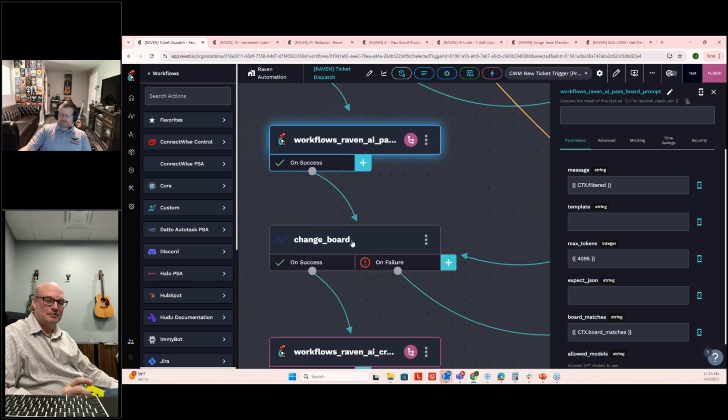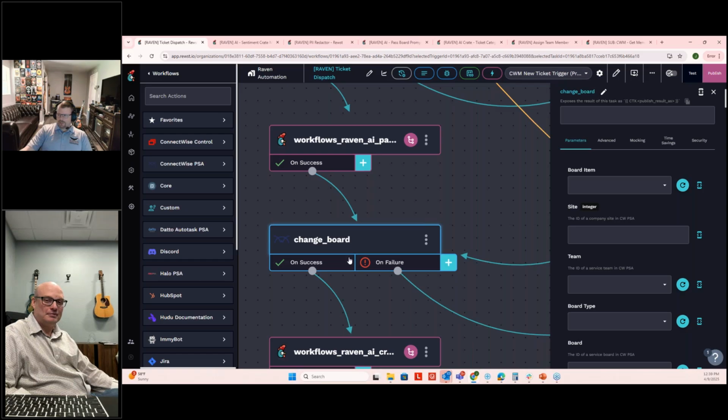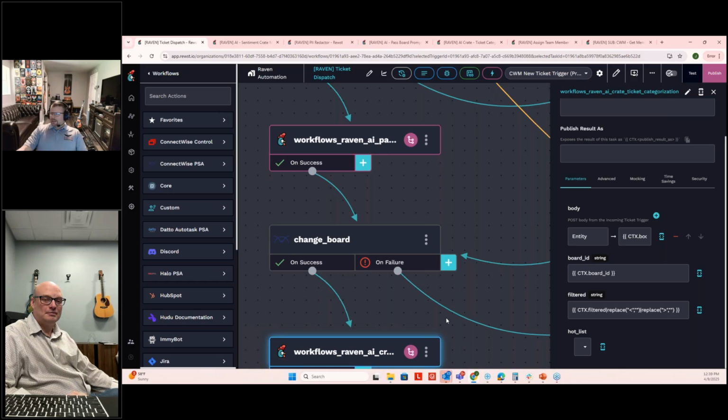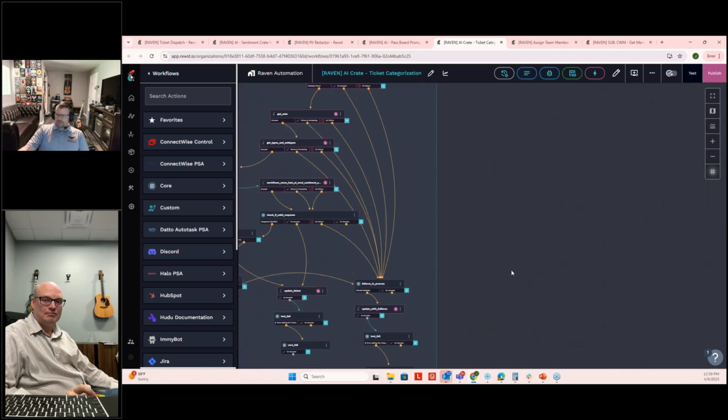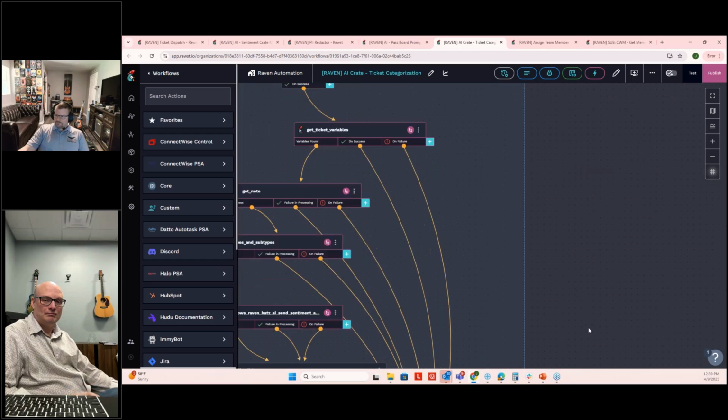So we do that. Great. We run the simple action to change the service board now that we know where to send it. Now we run some more AI ticket categorization functions because again, your ticket types and subtypes, in this case, because we're looking at ConnectWise, are going to have different IDs based on your board structures and things like that. So we need to account for that. So now we jump into our AI-based ticket categorization process, which again, there's a lot going on here as well.